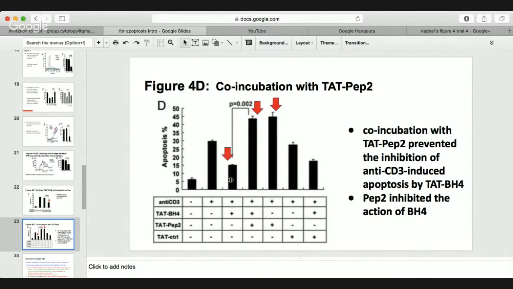This red arrow shows that anti-CD3 with TAT-BH4 showed reduced apoptosis, which is BH4 inhibiting the anti-CD3 induced apoptosis. In contrast, with anti-CD3 without BH4 and with PEP2, it shows that PEP2 induces apoptosis. And then to confirm that PEP2 inhibits BH4 action, they used anti-CD3 with TAT-BH4 and TAT-PEP2, and then the apoptosis inhibition was removed.